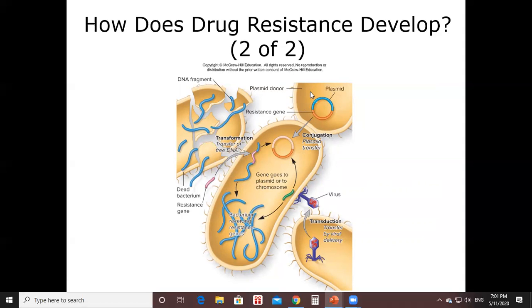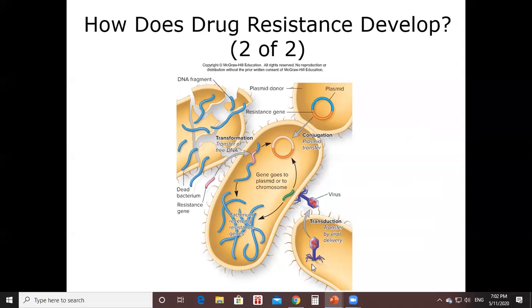Here's another way it can get transferred. This is a bacteria that has resistance gene. This one doesn't. And so it can transfer part of the plasmid that has the resistance gene in it. And when it transfers the plasmid, now that plasmid gets incorporated into the DNA or RNA of this new bacteria, and it teaches it about the resistance. So this is transformation when it just absorbs the DNA from a dead bacteria. This is conjugation where bacteria come together and they communicate and it has transfer of information.